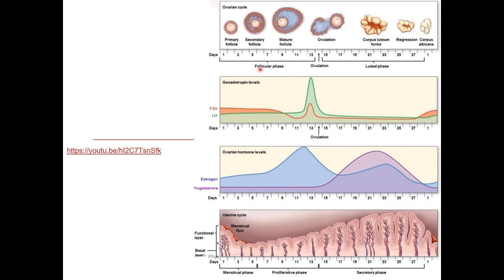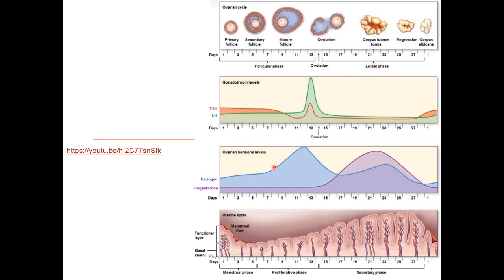Okay, so what we're looking at here is obviously our ovarian cycle, which I've described. Now, we're also looking at these gonadotropin levels, follicle-stimulating hormone and luteinizing hormone. If we trace this luteinizing hormone, we've got day 9, day 11, day 12, and then boom, huge spike. Big spike in this luteinizing hormone, which is helping to trigger this ovulation.